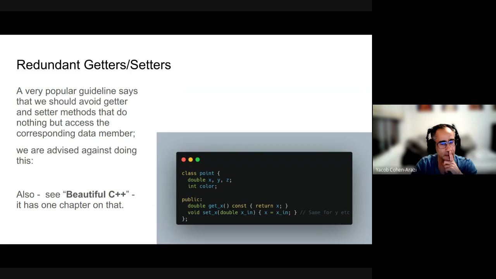There is one chapter in Beautiful C++ that I highly recommend you go and read. It would give you a lot of knowledge exactly on getters and setters. The guideline says that you should avoid that because it's just a cognitive burden on the reader of the class, the user, the client of the class, and it doesn't provide anything useful. So just go and read this chapter in the Beautiful C++ book because it is interesting.